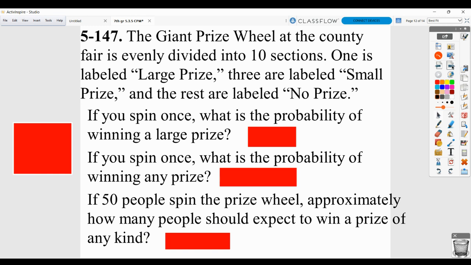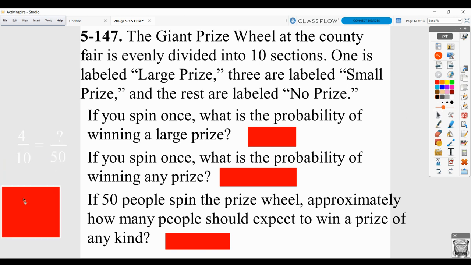For 5.147, the giant prize wheel at the county fair is evenly divided into 10 sections. One is labeled large prize, 3 are labeled small prize, and the rest are labeled no prize. So if you spin once, what's the probability of winning a large prize? What we would do is simply look at how many sections are labeled large prize, and that's 1, and how many sections we have altogether, which is 10.